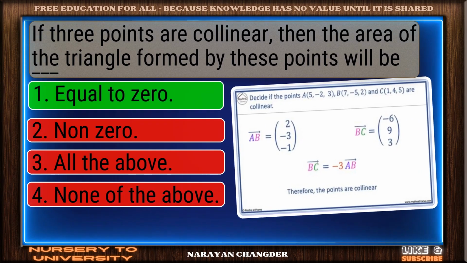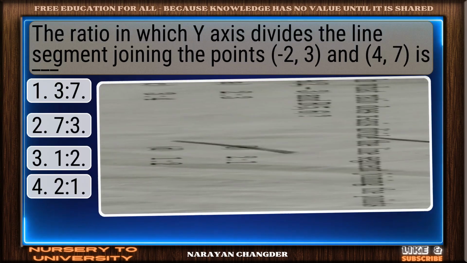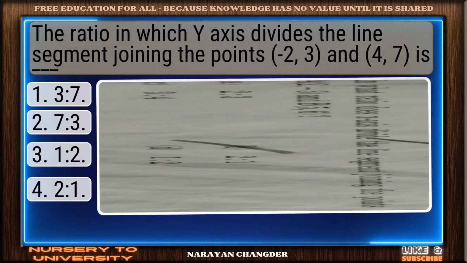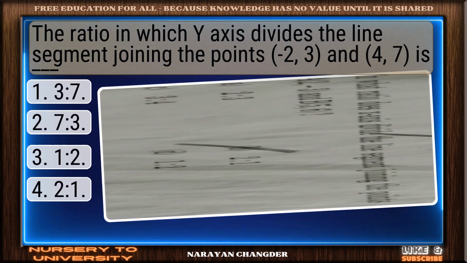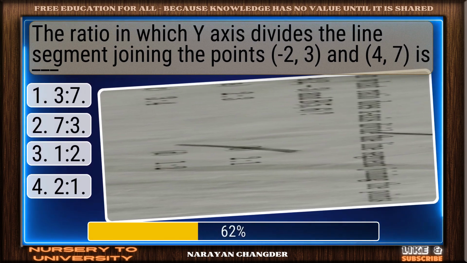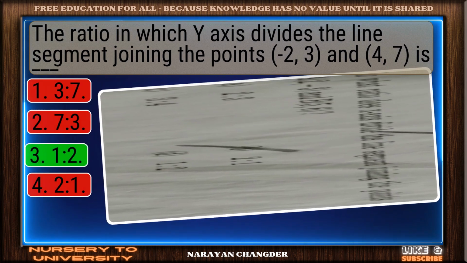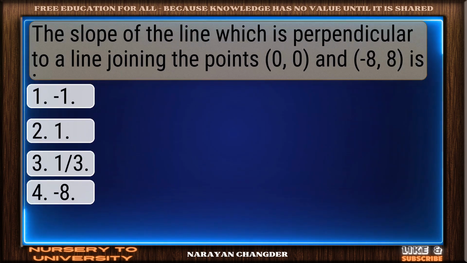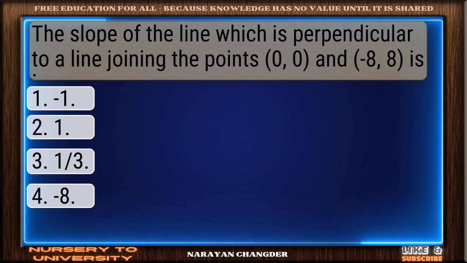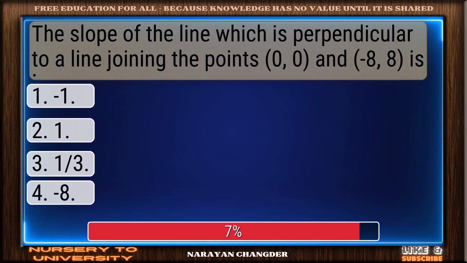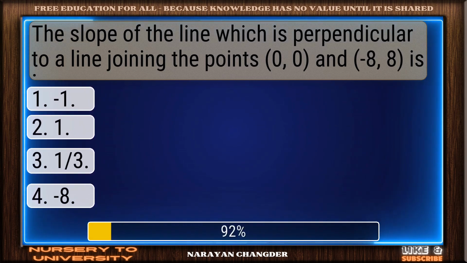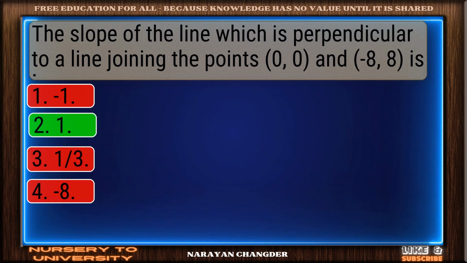Strong choice. Equal to 0 is right. The ratio in which the y-axis divides the line segment joining the points and is dash. Well done. 1:2 is right. The slope of the line which is perpendicular to the line joining the points and is... Nice selection. 1 is correct.